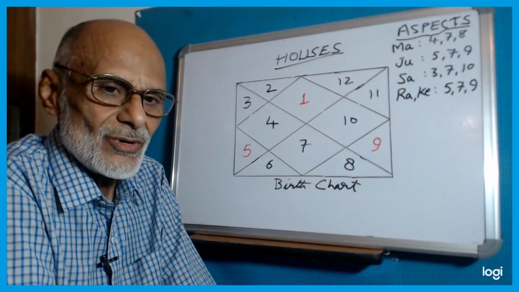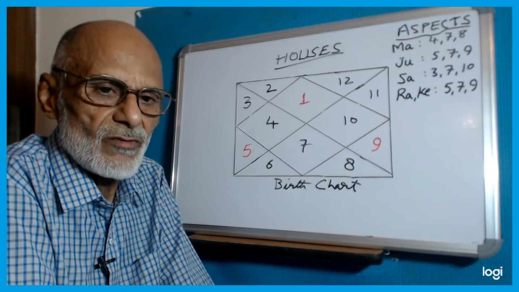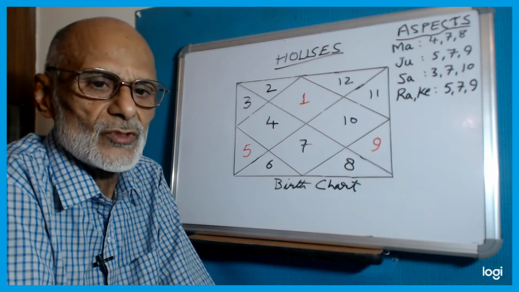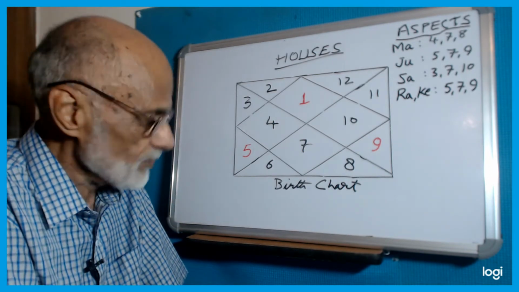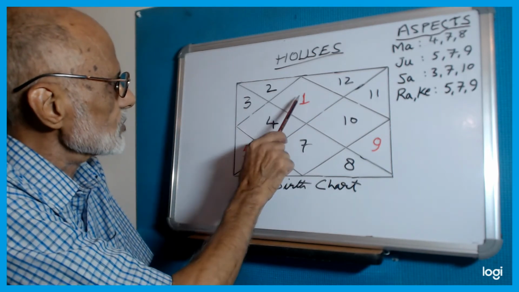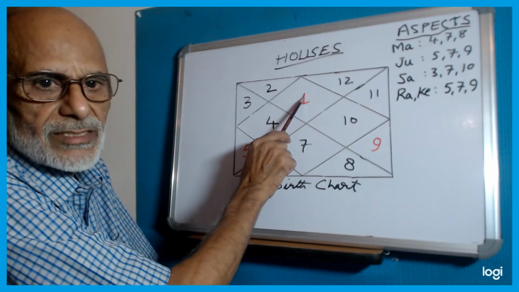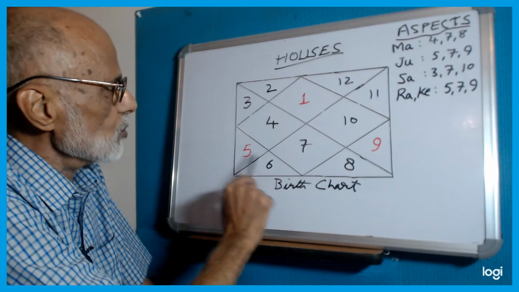Okay, so in today's video, the fourth video in this new series on learning Vedic astrology, let us see this birth chart, and these are the houses. House number 1, which is also known as the ascendant, Lagan, second, third, fourth, and so on up to 12 houses.